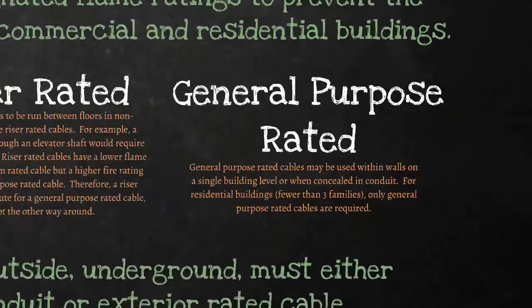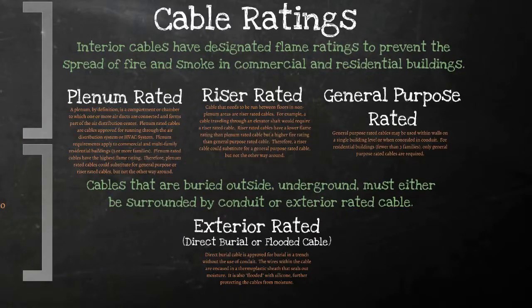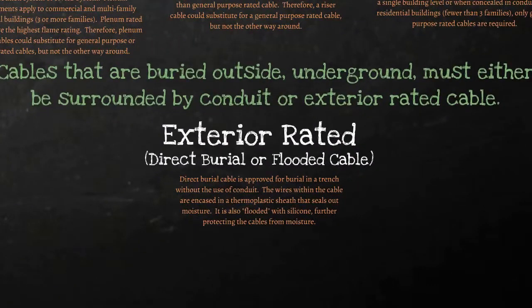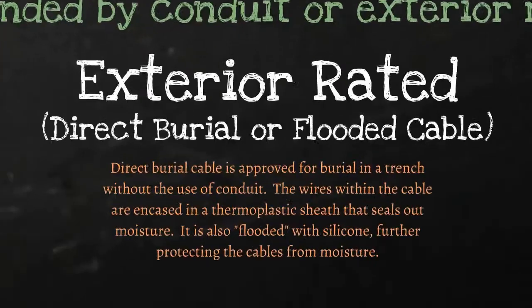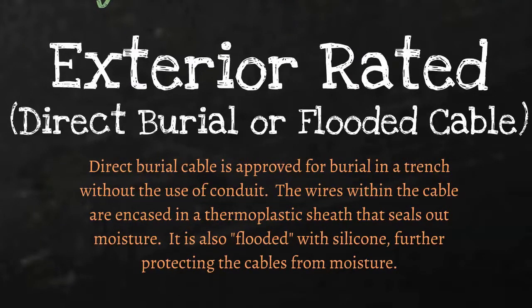There is another rating that you might see on a cable that isn't a flame rating. Cables that are buried outside underground must either be surrounded by conduit or be an exterior rated cable, also known as direct burial or flooded cable. Direct burial cable is approved for burial in a trench without the use of conduit. The wires within the cables are encased in a thermoplastic sheath that seals out moisture. It is also flooded with silicone, further protecting the cables from moisture.